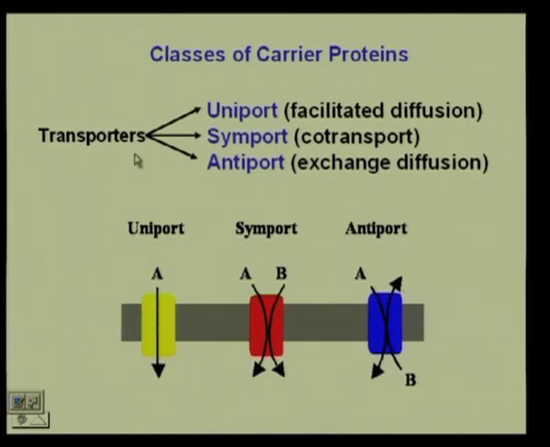Okay. So, the classes of carrier proteins, these transporters, are either uniport, symport or antiport. Uniport means you have just the transfer of one set. Symport means you have the simultaneous co-transport of A and B together, and antiport means you have exchange diffusion where A is going in one direction and B in the opposite direction.